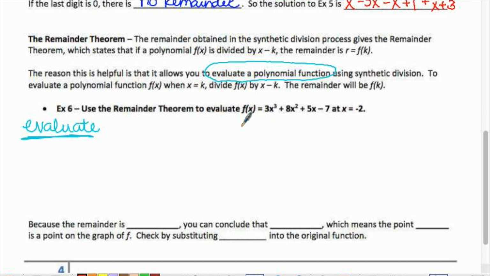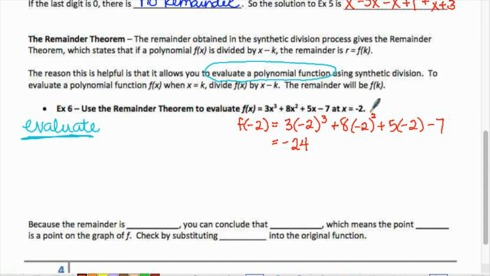Well, what you guys would normally do is f of -2. So that means everywhere there was an x, I'm going to replace it with a -2. So -2 cubed plus 8 times -2 squared plus 5 times -2 minus 7. Now remember, you're doing this without a calculator, right? So let's process through all this. -2 cubed would be -8. -8 times 3 is -24. All right, -2 squared, well, that's 4, and 4 times 8 is 32.